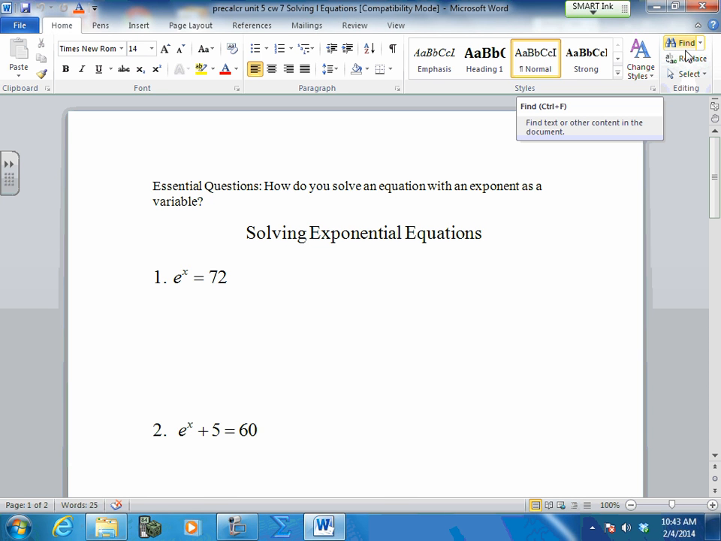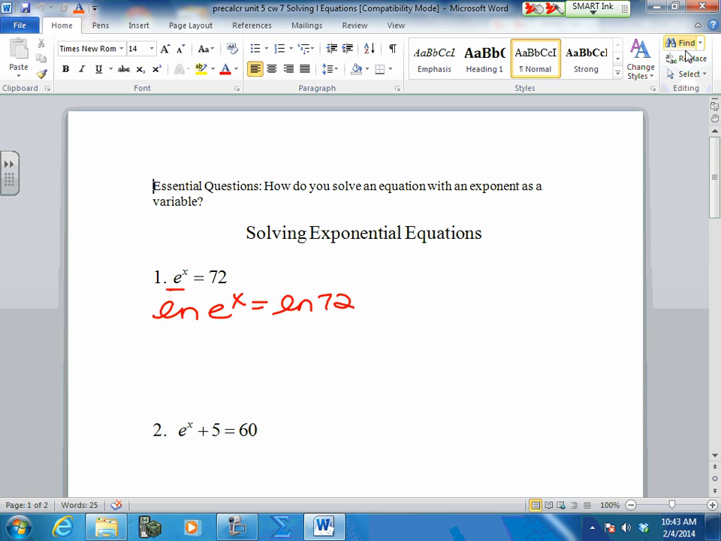Now, in this case, we have base e. This is your natural log. In order to bring the exponent down, we still need to use your power rule. We have to put a log in front of it. Well, base e can only use the natural log. So we put ln e to the x, ln 72.